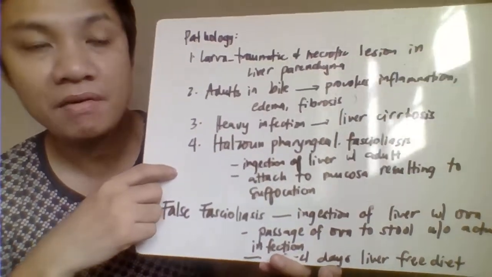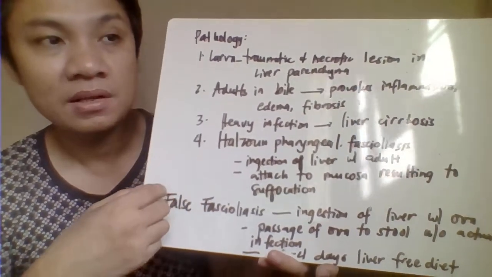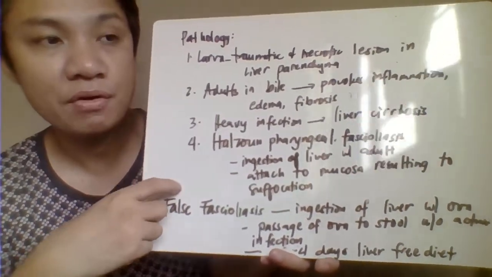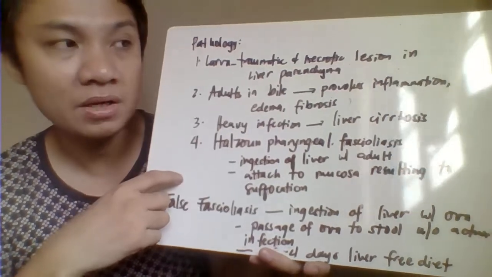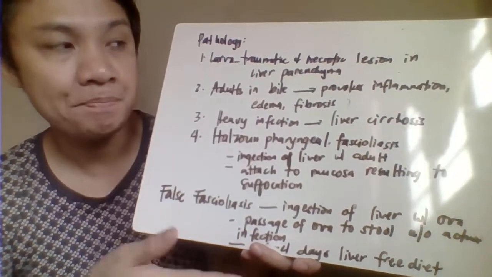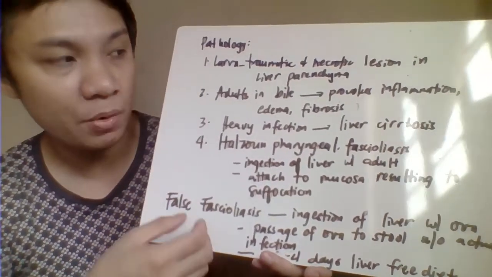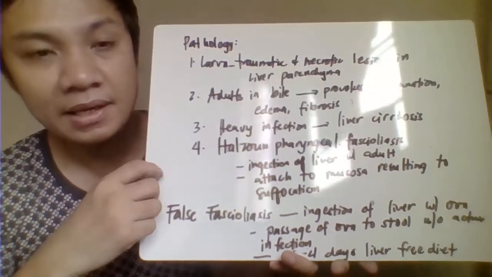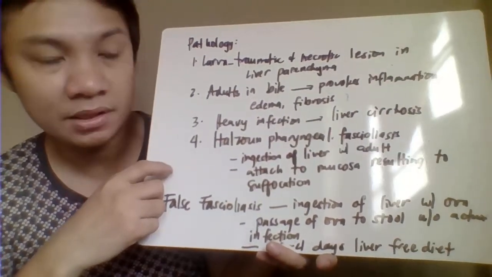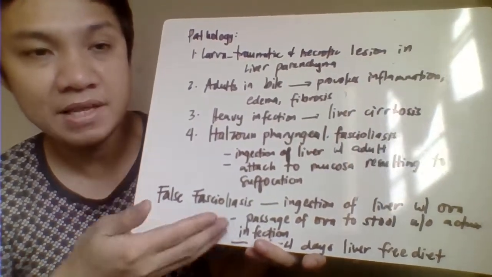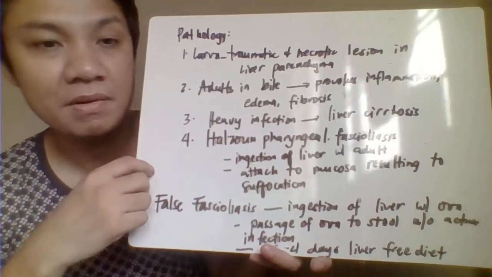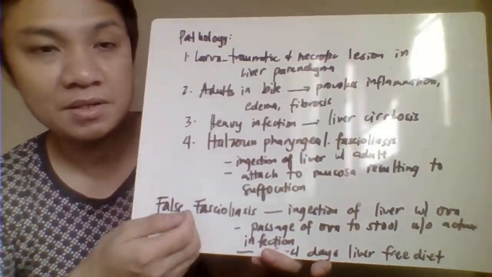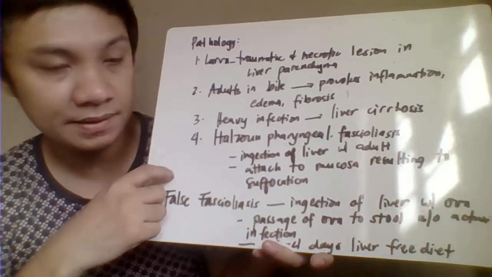Another one is the adult found in the bile ducts. It crowds that area and invokes inflammatory reactions resulting in edema. We also have fibrosis. In the case of heavy infection, that would result in severe manifestation of liver damage in the form of liver cirrhosis.